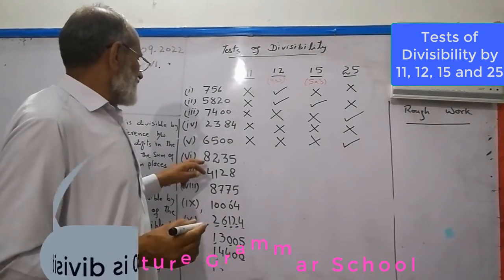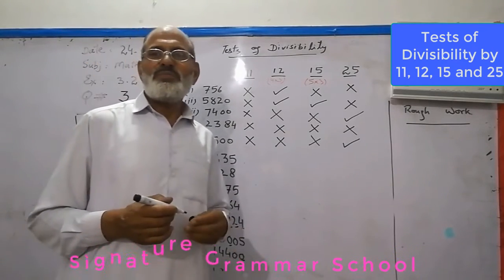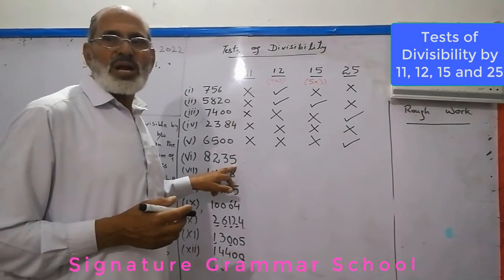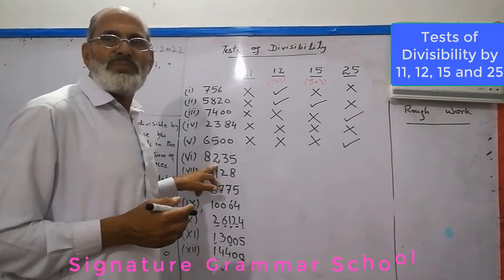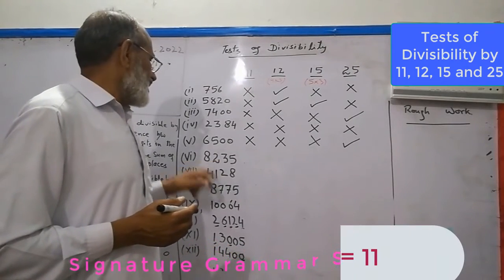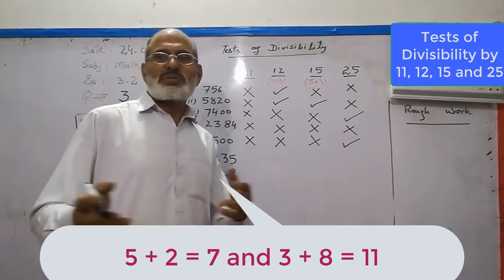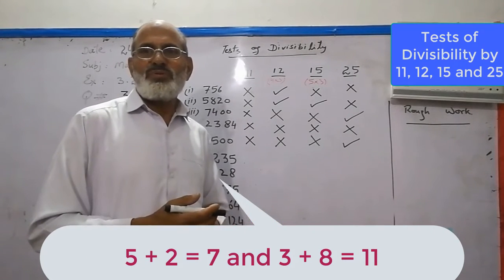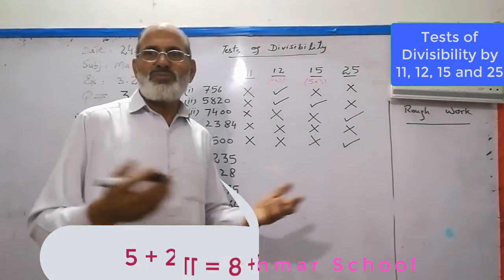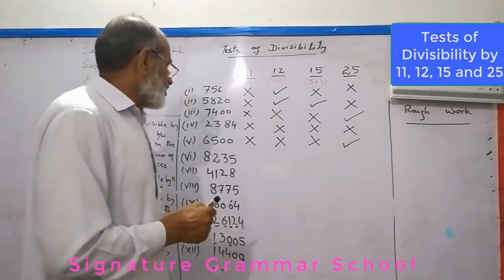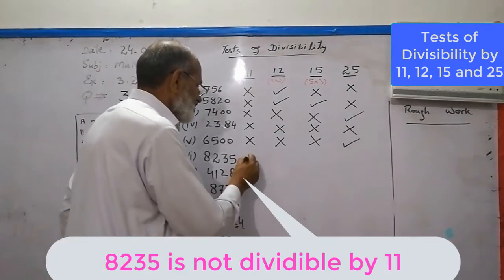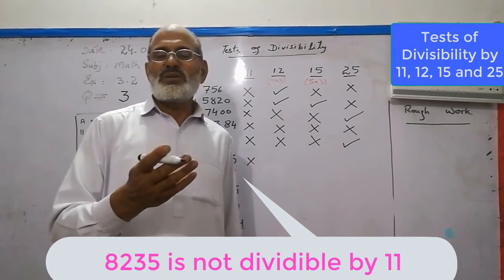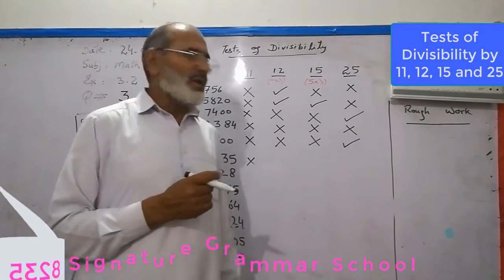Coming towards 6, that is 8,235. Now, if we take the sum total of the digits at the odd places, there's 5 and 2 becomes 7, and at even places 3 and 8 becomes 11. If you subtract 7 from 11, it will come 4. It's not 0, and 4 can't be divided by 11. Therefore, both of the conditions are not met. And I put here a cross, which means that this value is not divisible by 11.